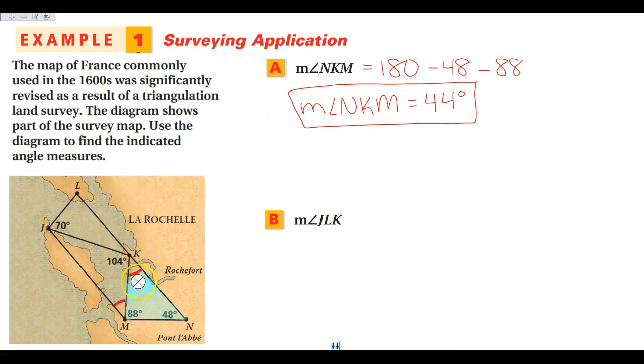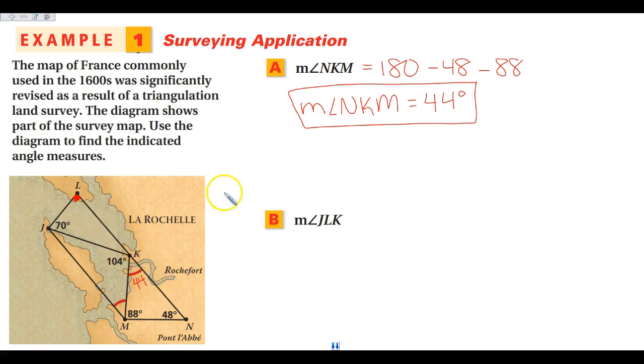Next, we're going to look at the measure of angle JLK. JLK is this angle right here. This is the one we're looking for. Now, what I want you to notice is we already said that this angle was 44 degrees. So we're going to look right here and see that I can find this angle right here, because LKN is a straight line.